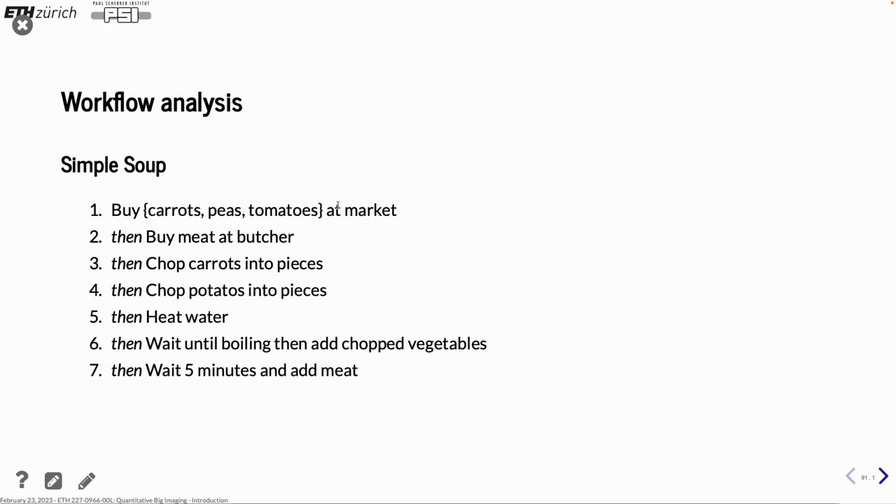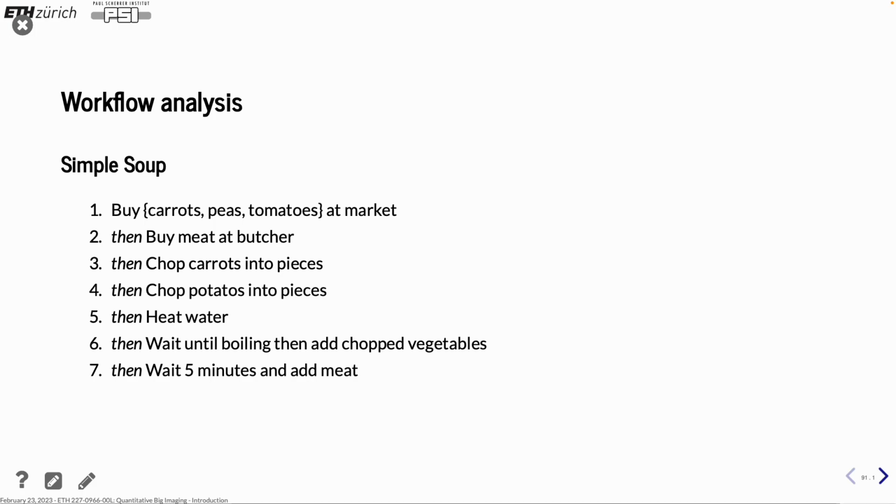Then we chop our carrots into pieces, followed by chopping the potatoes in pieces. We then heat the water and we wait until the water is boiling, and then we add the chopped vegetables. We wait for 5 minutes and then we add meat. So, clear sequence. This is what we would do to begin with.